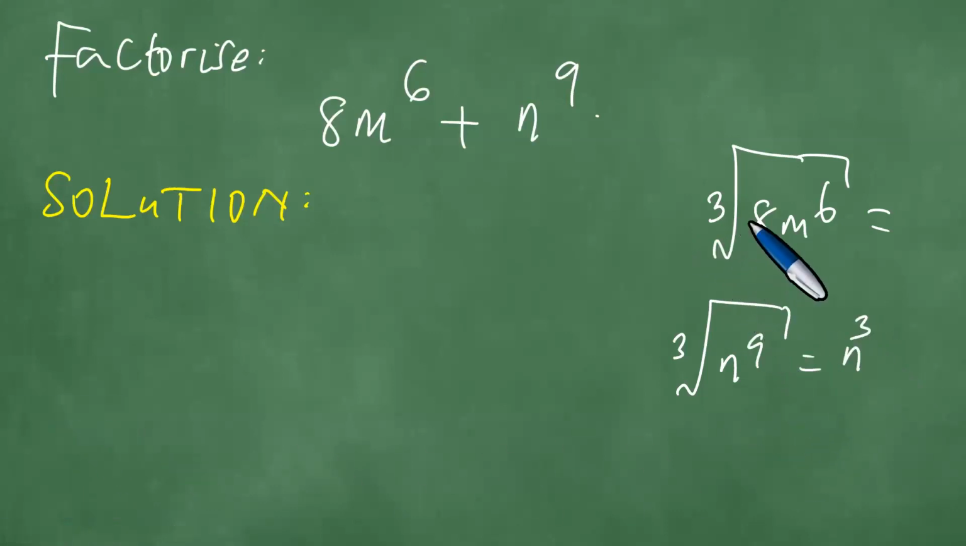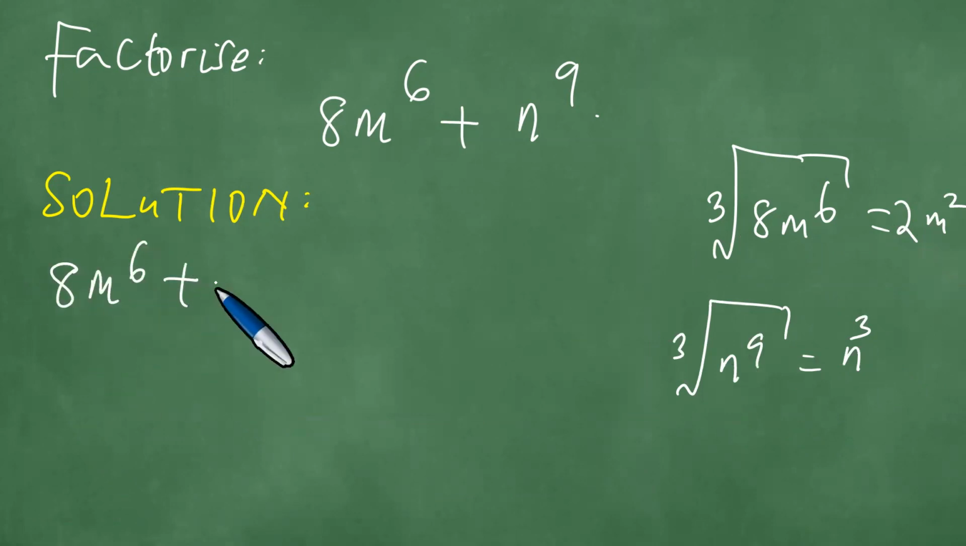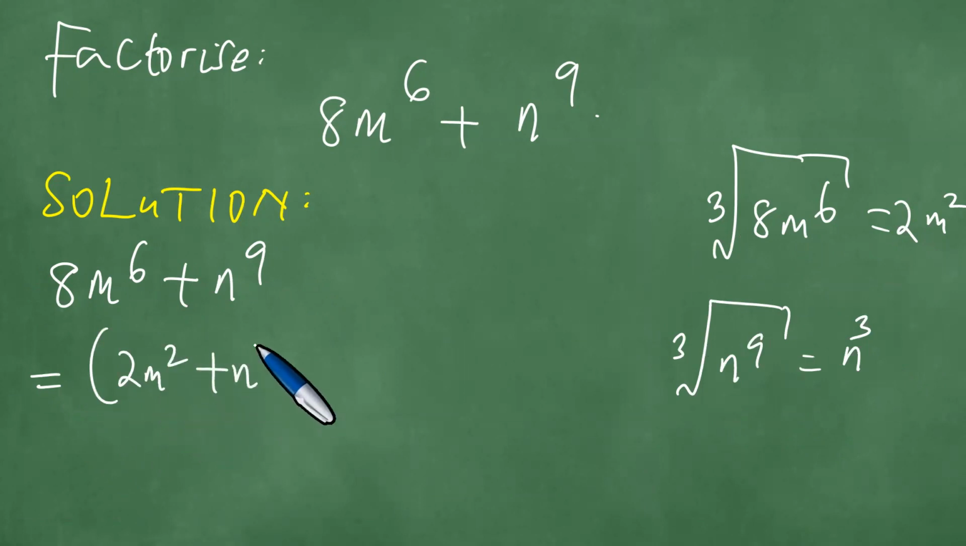Right, what is the cube root? Here you take the cube root of 8. What is the cube root of 8? And the cube root of m to the 6th power is m squared. Right, so this is 8m to the 6th power, n to the 9th power. So you take the cube roots like this. You have 2m squared n cubed. Okay. What do we write here now, Leander?